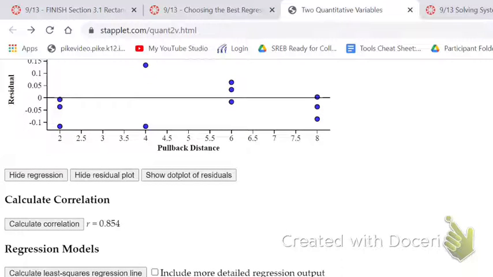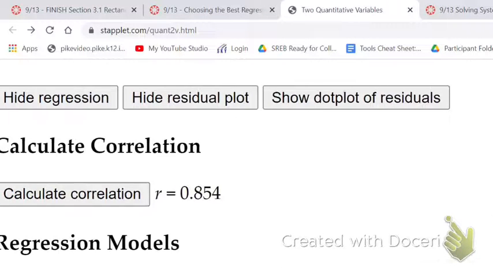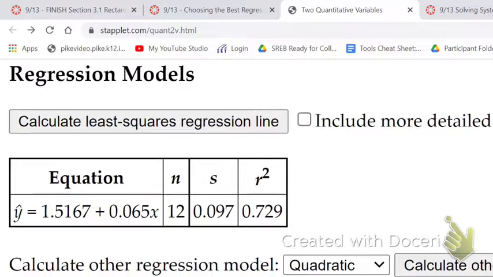Our equation this time, what did we do to all of our outputs, all of our y's? We took the log. So instead of y hat, I have log of y hat. Let me get that up on the screen for us. Log of y hat equals 1.5167 plus 0.065x.